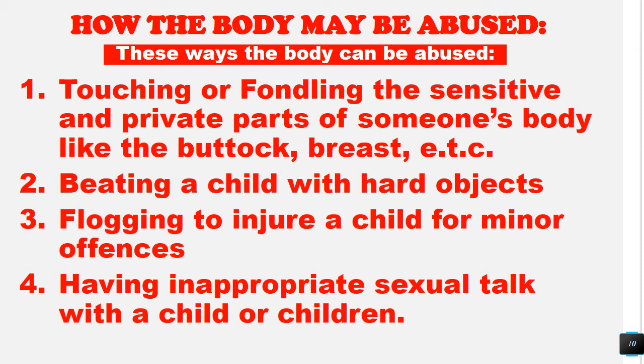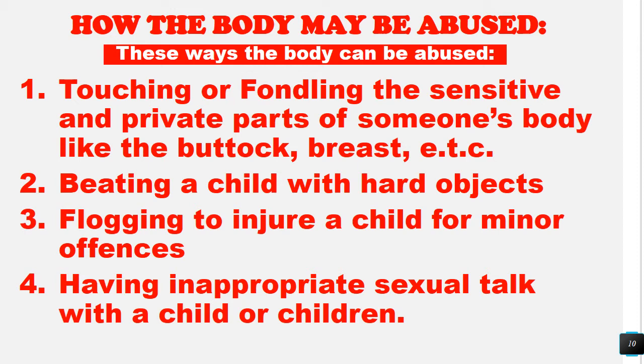Also, another way the body can be abused is beating a child with hard objects. For example, you take up a slipper, or you take up a wood, and start hitting a child all over the body. That is known as what? An abuse.